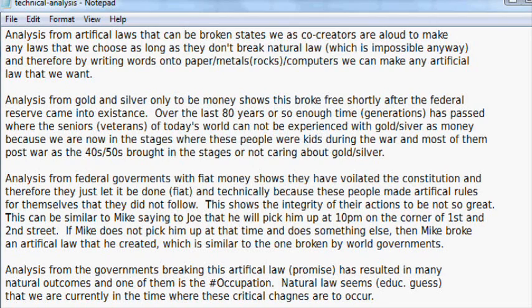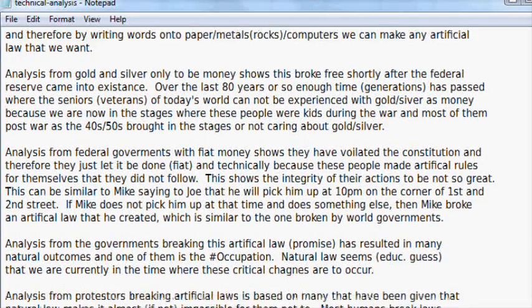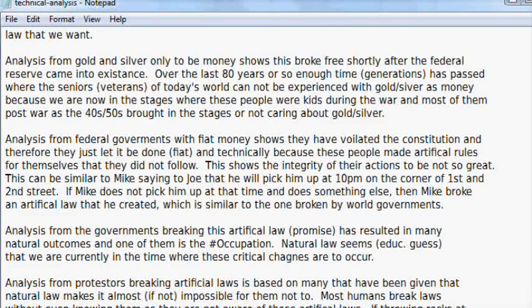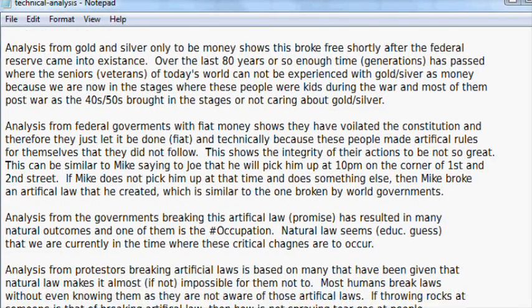Analysis from gold and silver, only to be money, shows this broke free shortly after the Federal Reserve came into existence. Over the last 80 years or so, enough time, generations, has passed where the seniors, veterans of today's world, cannot be experienced with gold and silver as money, because we are now in the stages where those people were kids during the war and most of them post-war, as the 40s, 50s brought in the stages of not caring about gold and silver. So when these gentlemen are now retiring, they don't see gold and silver as money like those people born in 1881.